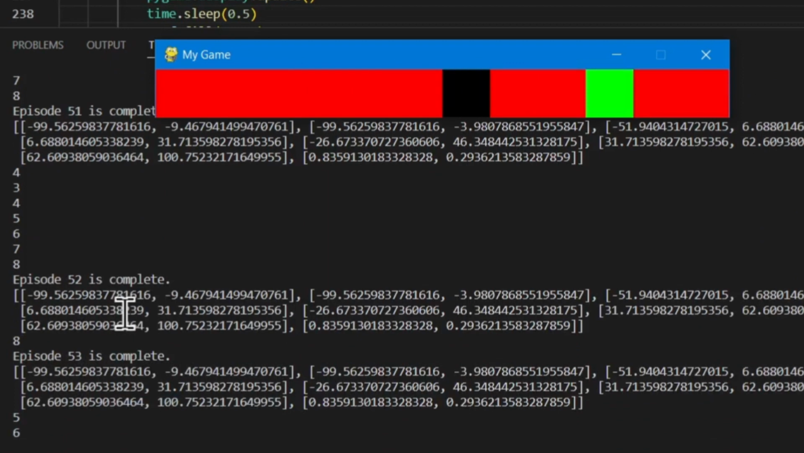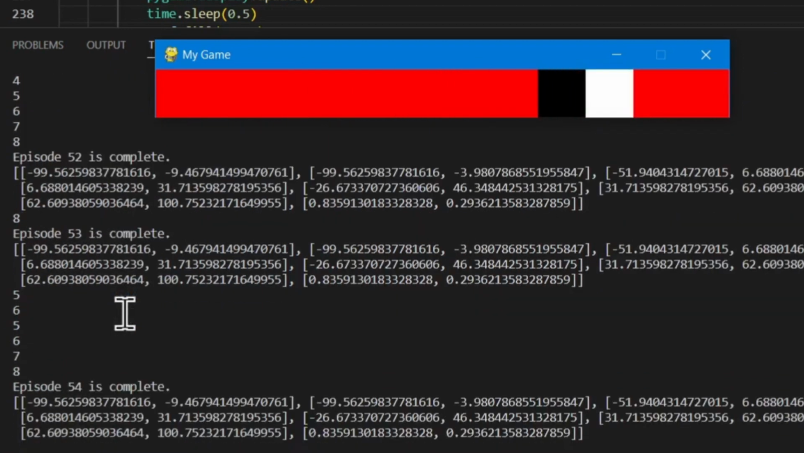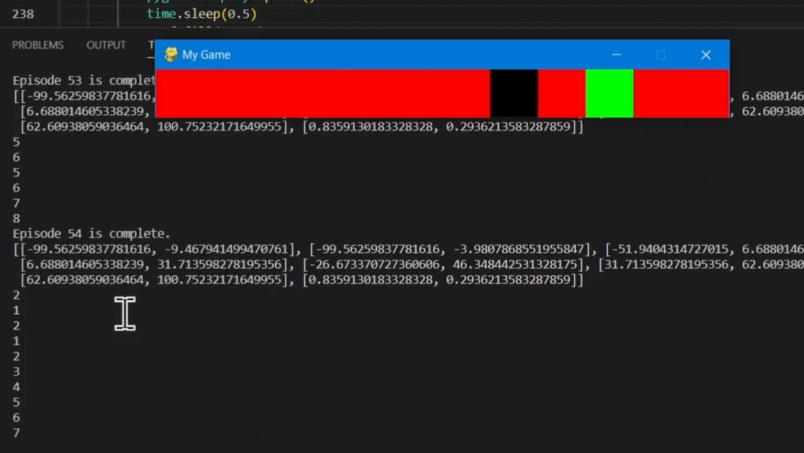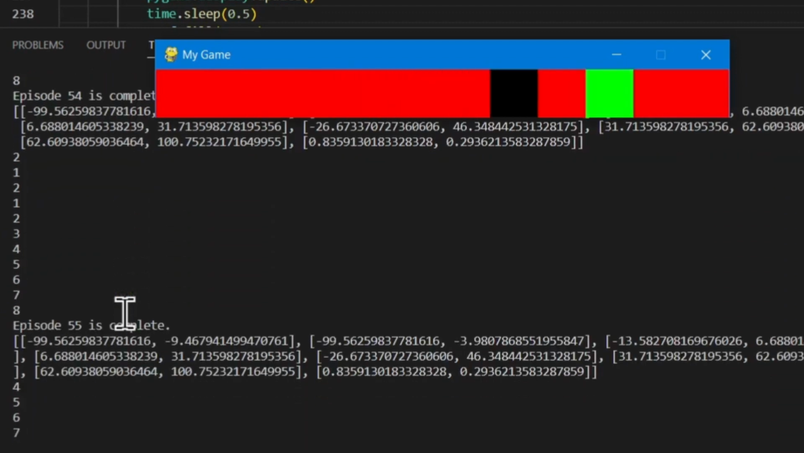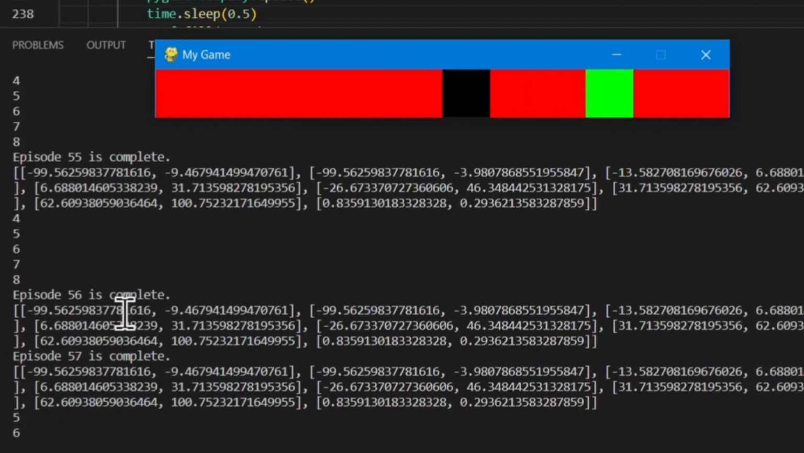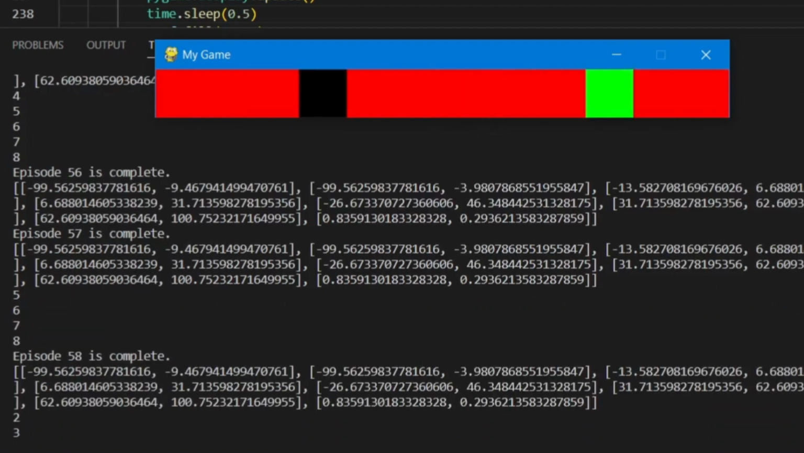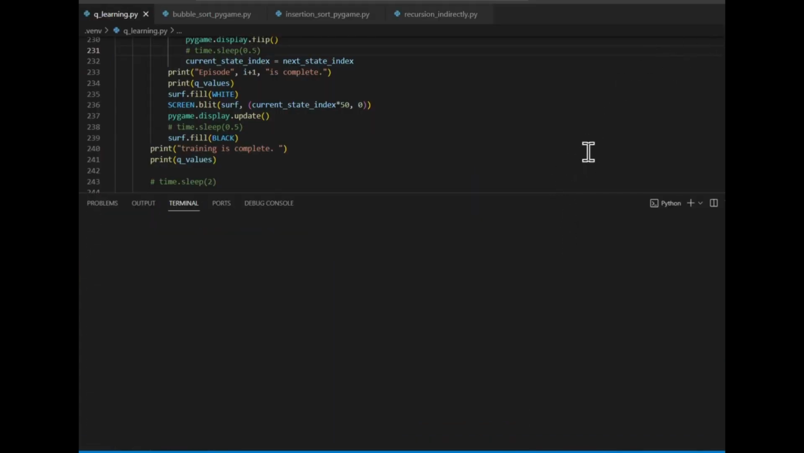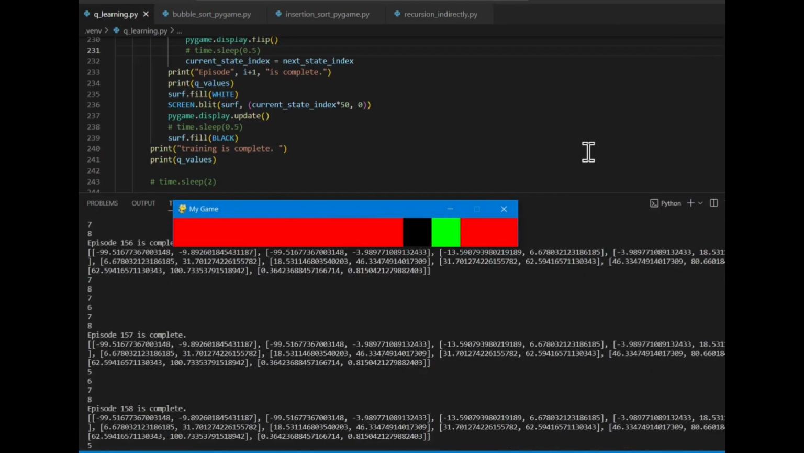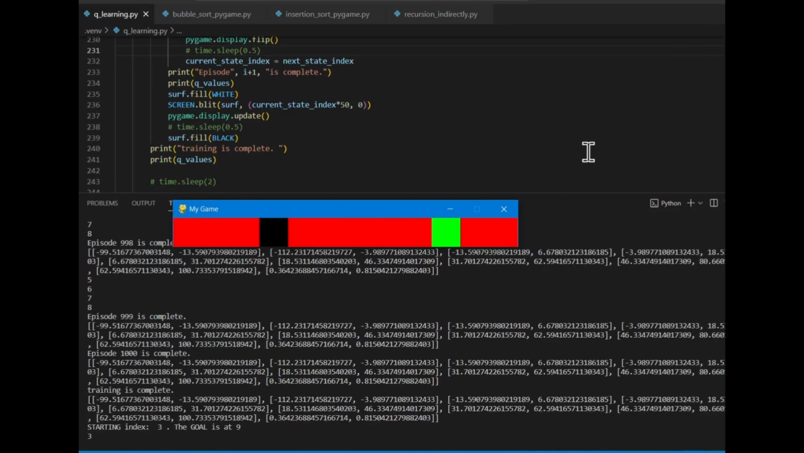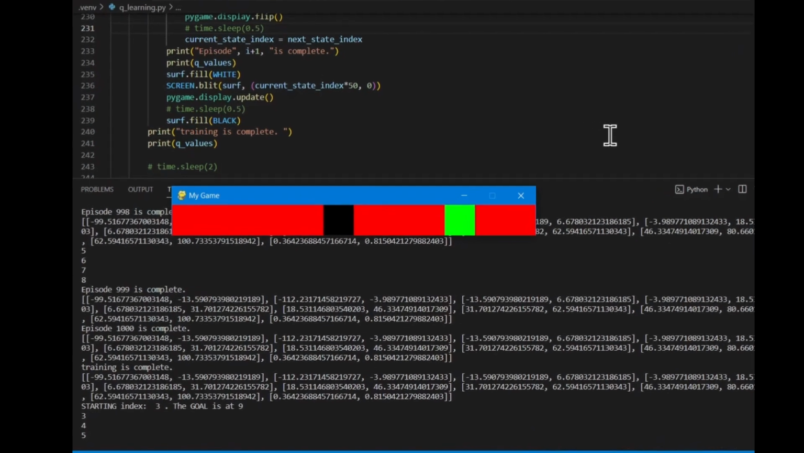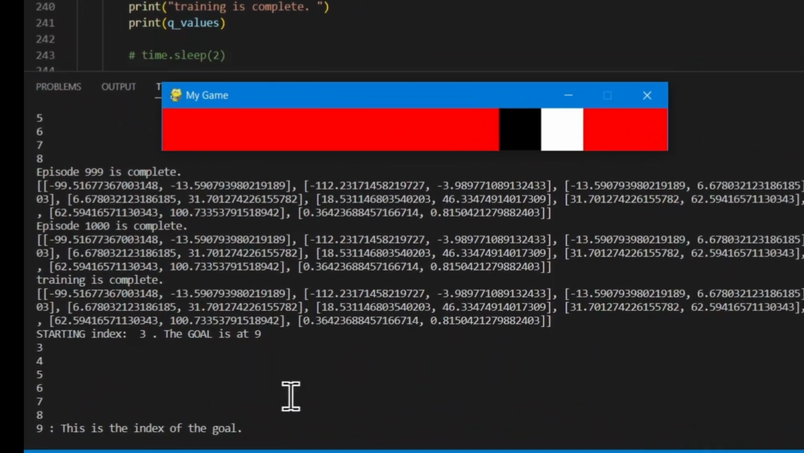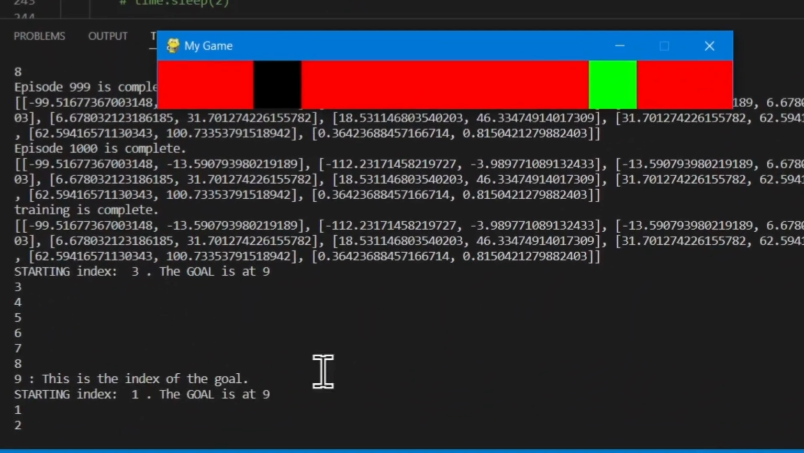This is going to take some time, so I'm going to stop the training and go for fast training, and then use a trained model to test it and see if it works properly. Now this is the training without slow motion. There are 1,000 episodes. Each episode is when you start from a random place and find the goal, and that's one episode finished. You keep trying that randomly 1,000 times, then eventually you get a brain with knowledge.